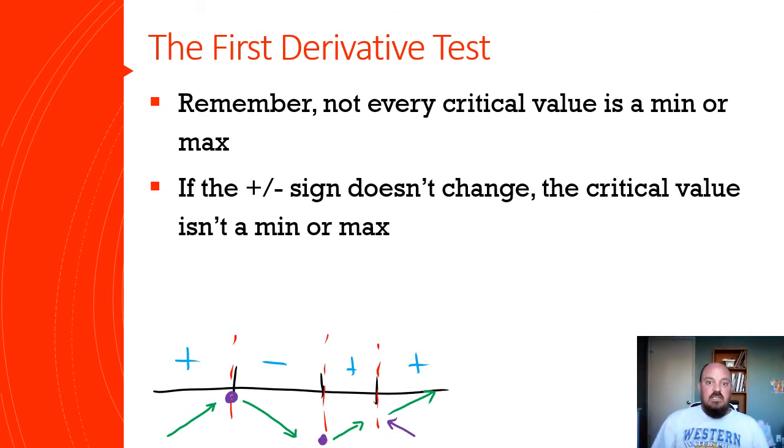So if the plus minus sign doesn't change, which is what happened right here, even if there's a critical value there, but it starts positive and stays positive, or starts negative and stays negative, then it's not a minimum or a maximum.